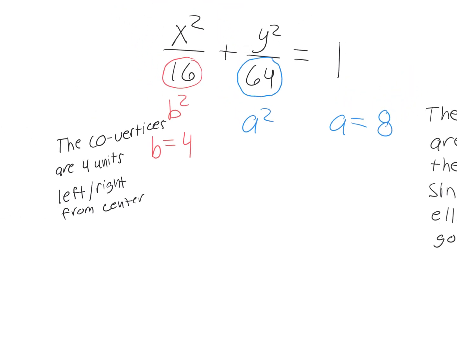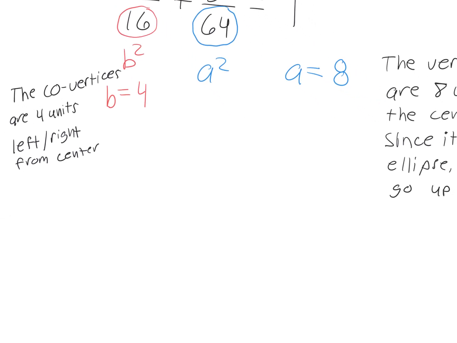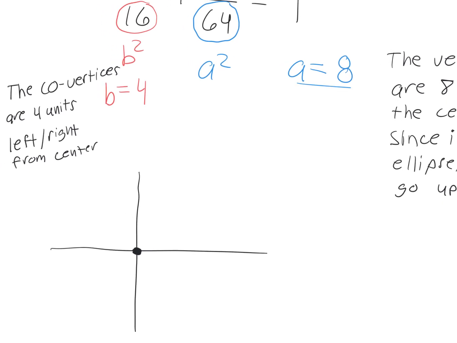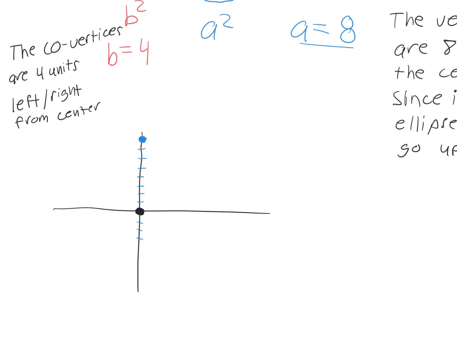All right, so now I'm going to piece all of this information together in a graph. So I'm going to draw a rough sketch. The center for this one is at 0, 0. So that point at the center is the center of our ellipse. And then because it's vertical, I'm going to take that a value and go 8 units up. It's going to be somewhere right there. And then I'm going to go 8 units down. It's going to be somewhere right there. All right, and then those are my vertices.